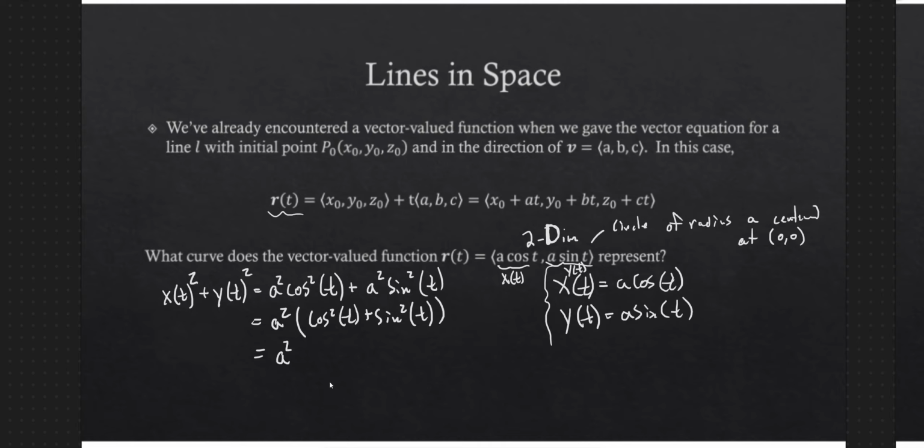So we have x of t squared plus y of t squared equal to a squared. And so the set of points that satisfy x squared plus y squared equal to a squared, which we can recognize as a circle of radius a at the origin. So that's why the heads of these vectors are all on a circle. That's the idea. So this is tracing out a circular path in the xy plane.